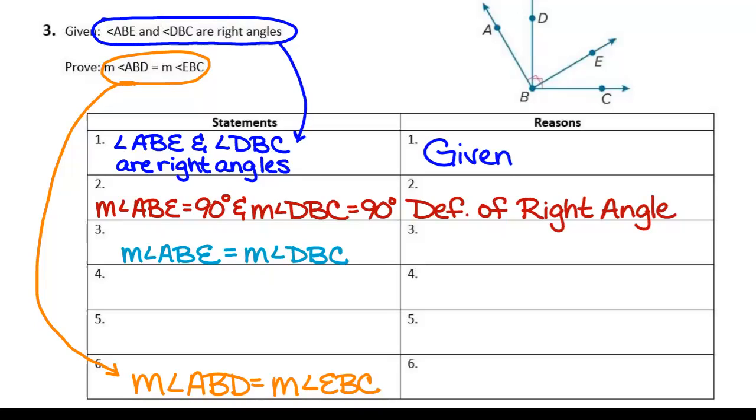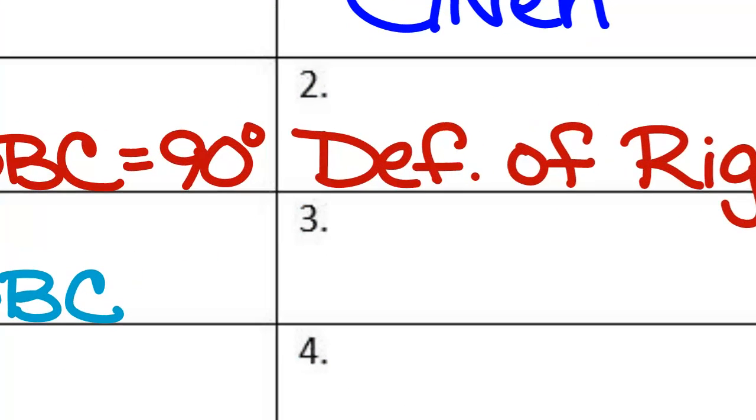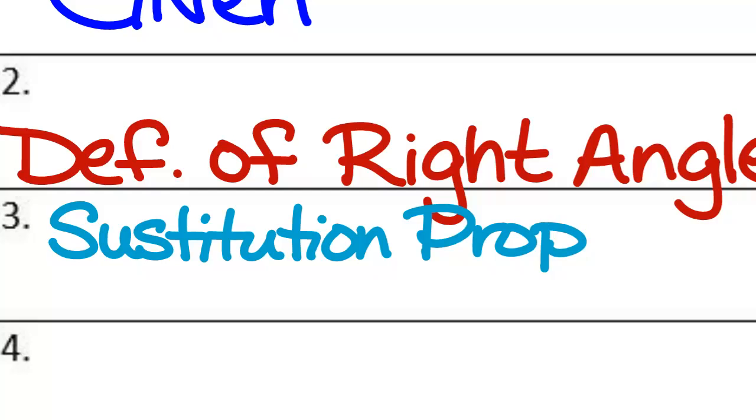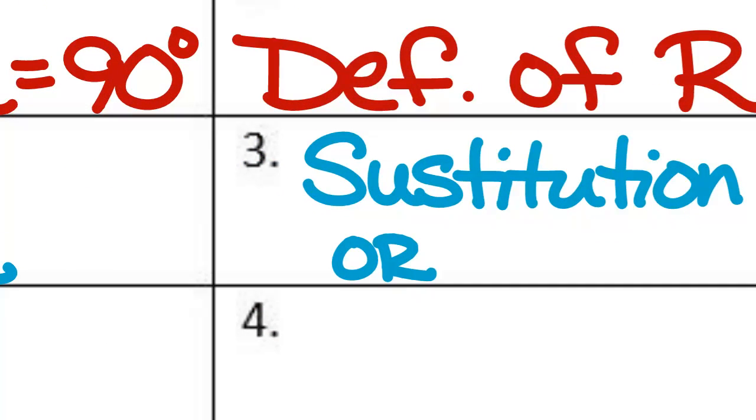Look at what we knew right before this. What did we say in statement number 2? We said that they were both equal to 90 degrees. And then in statement 3, we said that means they have to be equal to each other. If this thing is equal to 90, and this other thing is also equal to 90, why would they be equal to each other? Substitution. Or this is another situation where I could use what other reason? Transitive property. So this is the substitution property. Or you could use the transitive property.